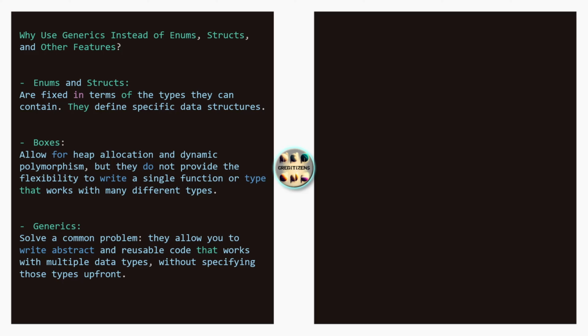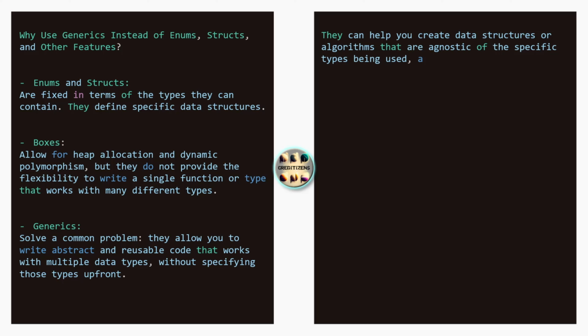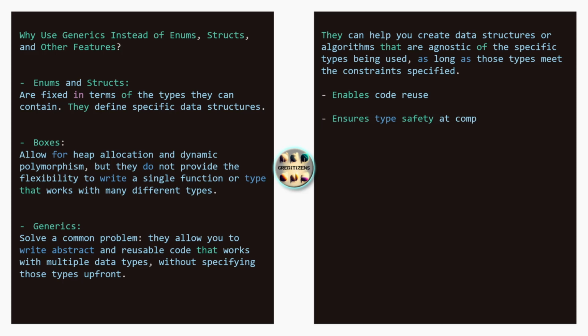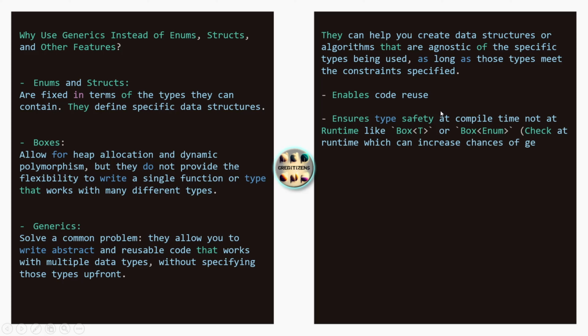So just to resume here, with generics you can use any type, and that generic function can be used with all the other types that you're going to create. They can help you create data structures or algorithms that are agnostic of the specific type being used. So here, agnostic of the specific type. Any type can be used, as long as those types meet the constraints specified.